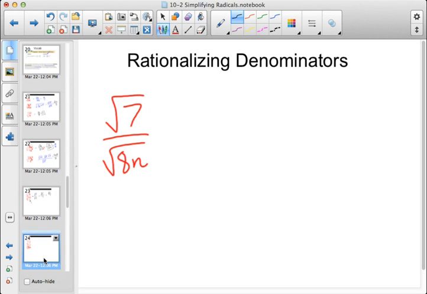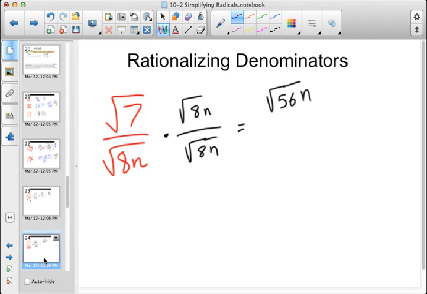All right, let's take a look at some other examples. In this case, we had square root of 8n in the basement. So again, our process is to multiply by the square root of 8n on top and bottom. Square root of 8n over the square root of 8n. What that's going to get us is square root of, let's see, 7 times 8, which is 56, times n, over the square root of 8n times the square root of 8n, which is just going to be 8n.